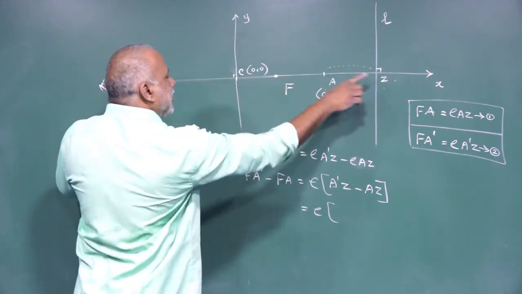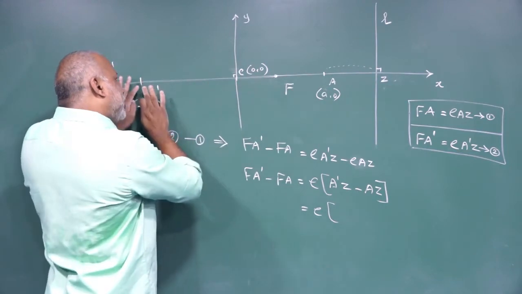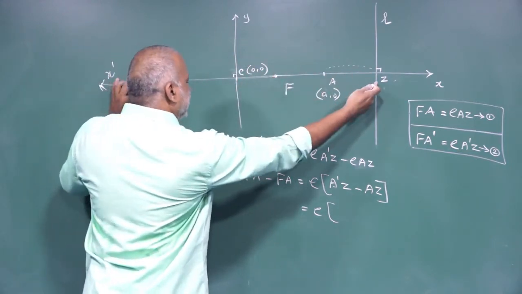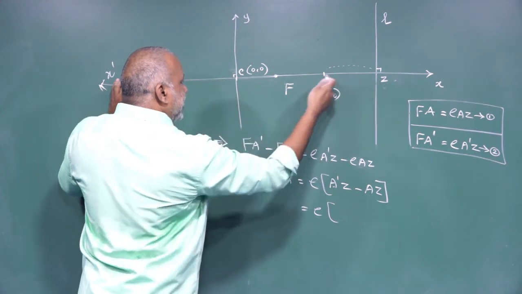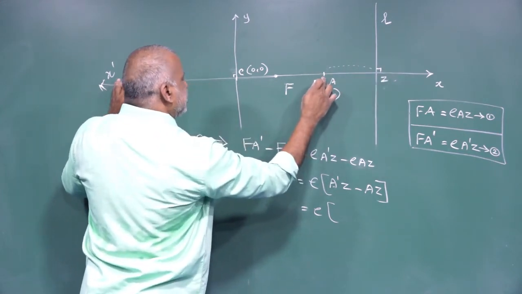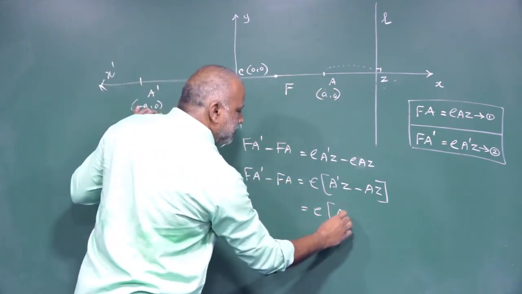A dash Z. Use the diagram and use the fingers. You can get the real idea. A dash here, Z here. I want to remove this AZ. Therefore, subtract this, remove. My finger comes here. Therefore, this is A dash.